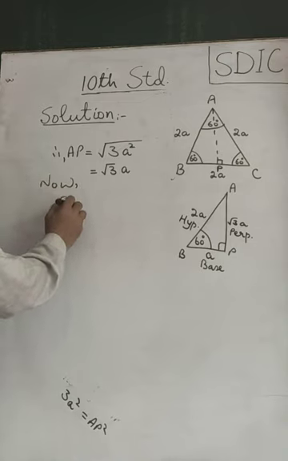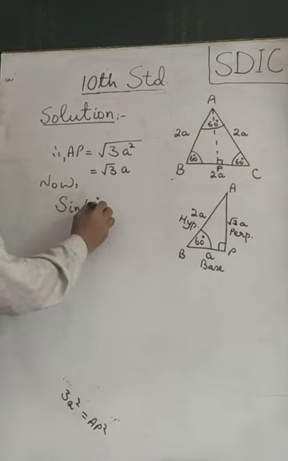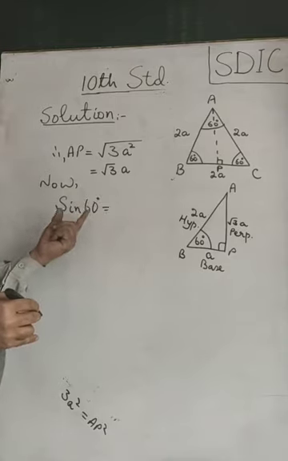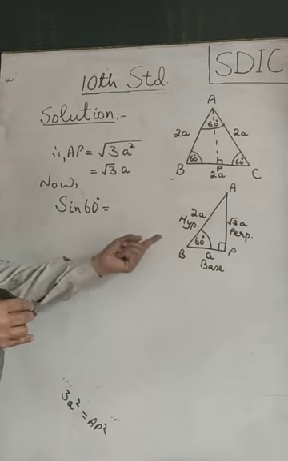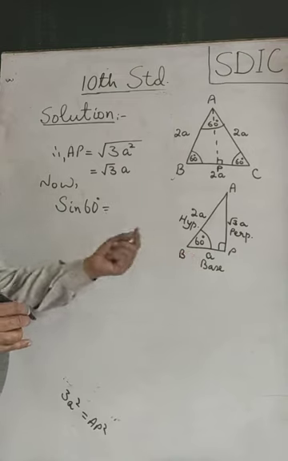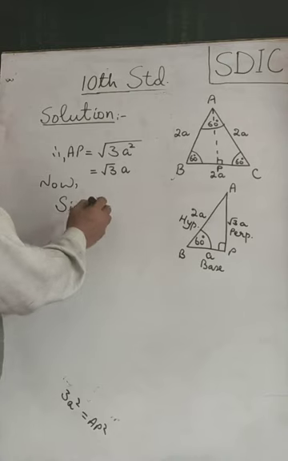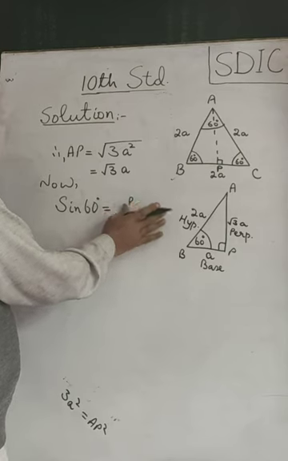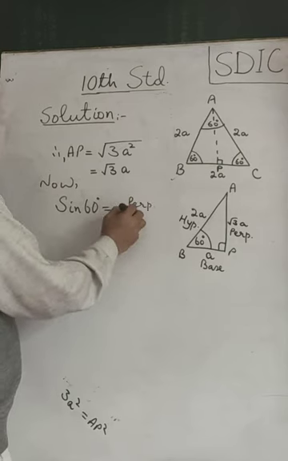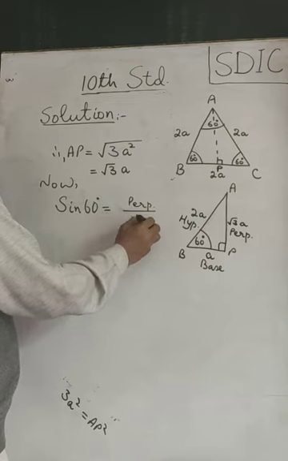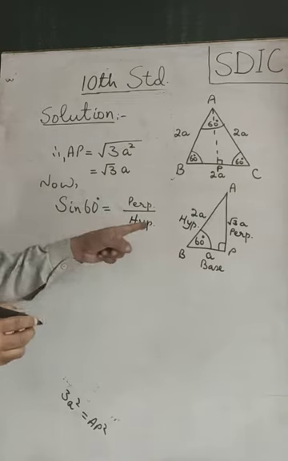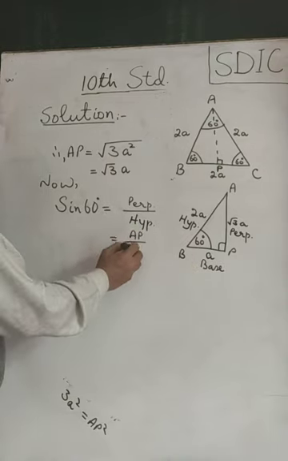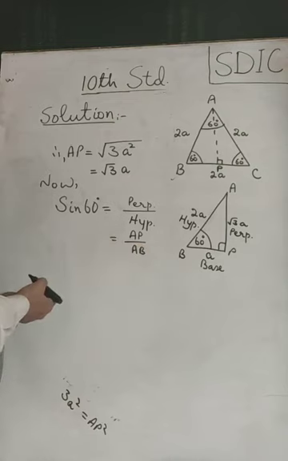Now, sine 60 degrees. Look, instead of acute angle A, B, C, P, Q, theta, we have here 60 because we need to find trigonometric ratios of 60 degree now. So sine 60 is equal to, definition is same, perpendicular by hypotenuse. We have already identified perpendicular. It is AP, divided by hypotenuse is AB. It is AP by AB.